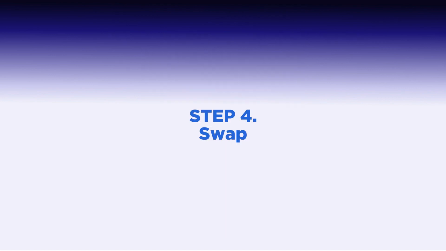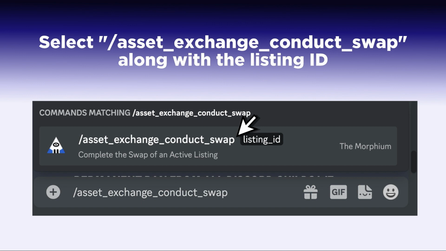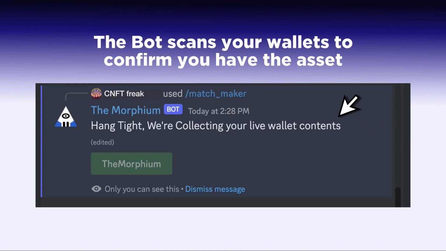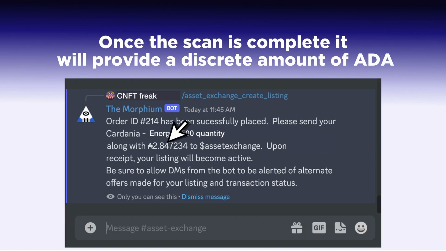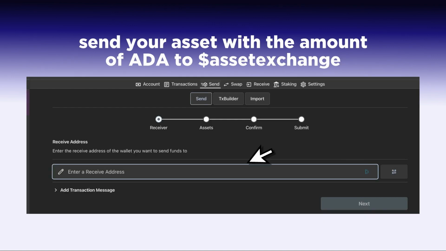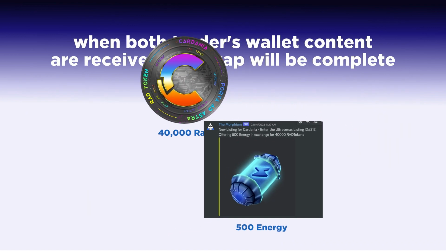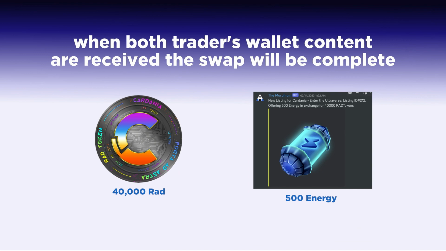Step 4. Swap. Select Asset Exchange Conduct Swap along with the listing ID. The bot scans your wallets to confirm you have the asset. Once the scan is complete, it will provide a discrete amount of ADA. Send your asset with the amount of ADA to $asset exchange. When both traders' wallet content are received, the swap will be complete.